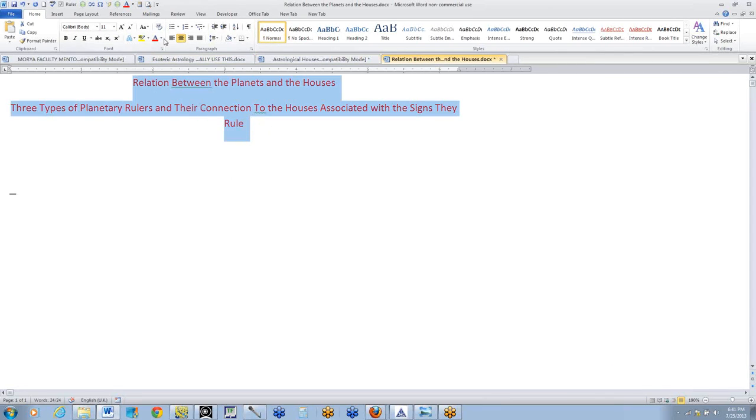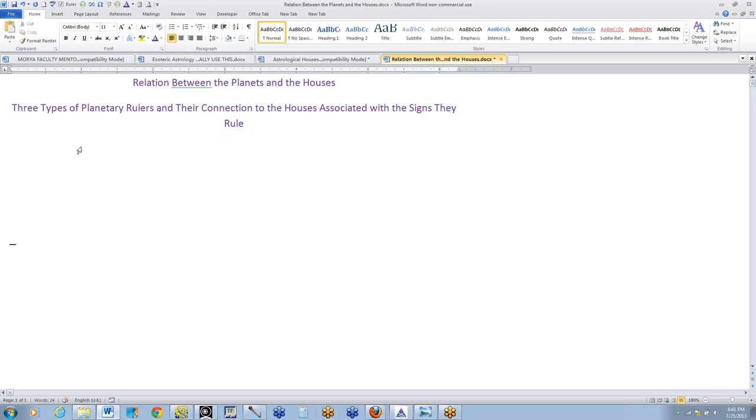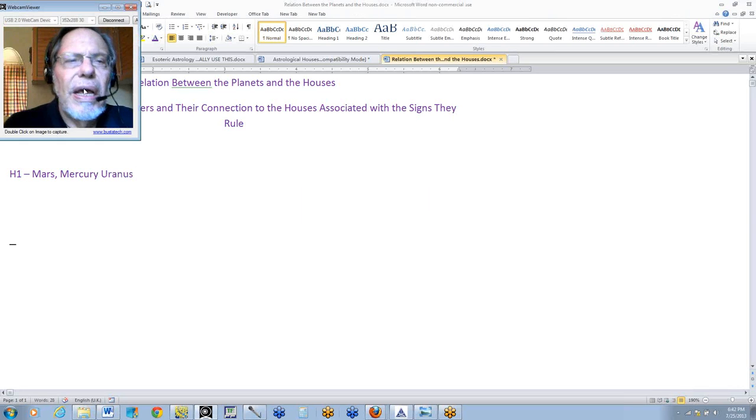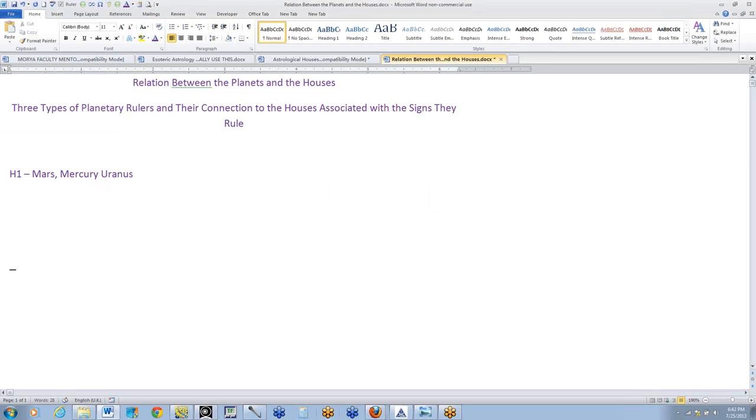Maybe I'll work in another color rather than red. The violet seems okay. And we'll do it this way. And house 1. House 1, Mars, okay, Mercury, and Mars, Mercury, and Uranus. We see why we do this, I think, because house 1 is traditionally associated with Aries, and these are the three rulers of Aries.